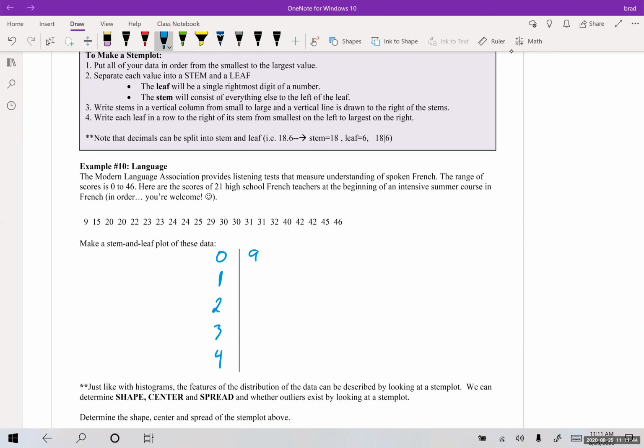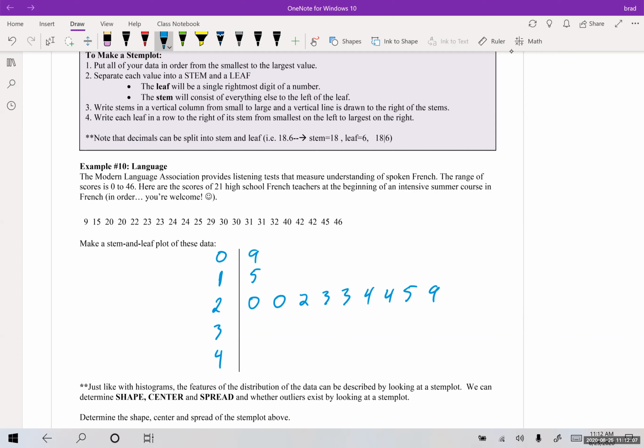That would only be the number 9, right? Now, how many of these numbers have a 1 in the tens place? Well, that would be only the number 15, okay? How many of these numbers have a 2 in the tens place? Well, that would be the 20, the 20, the 22, the 23, the 23, the 24, the 24, the 25, and the 29. You see that?